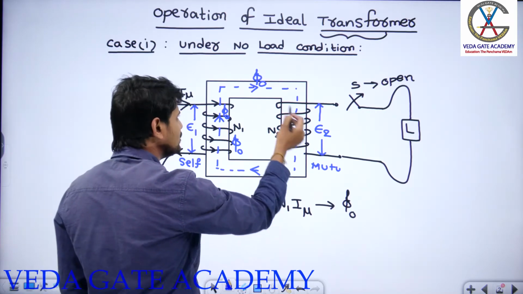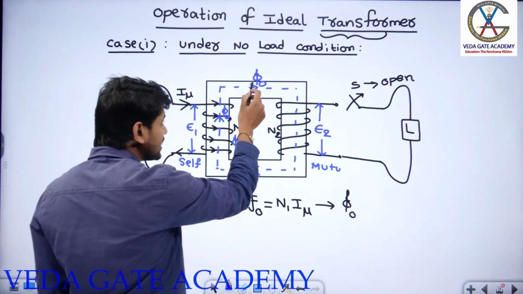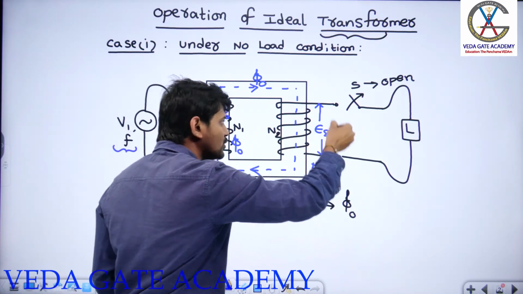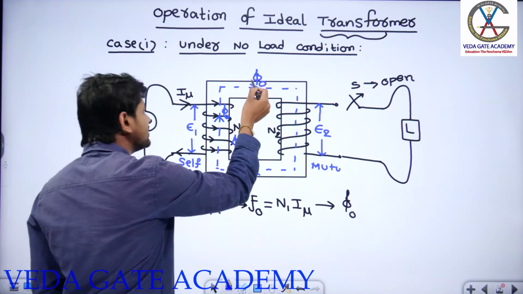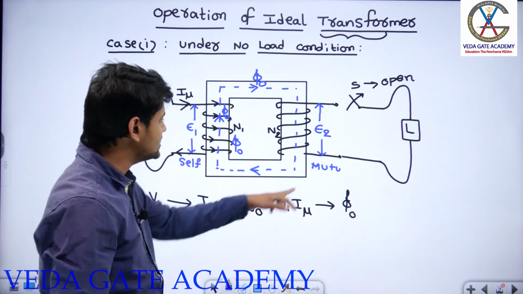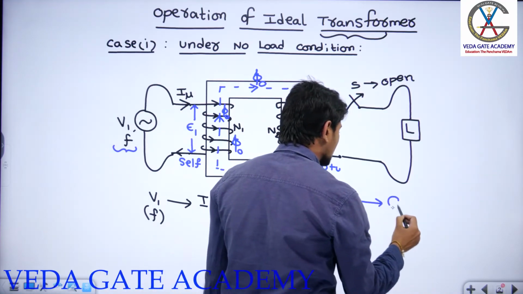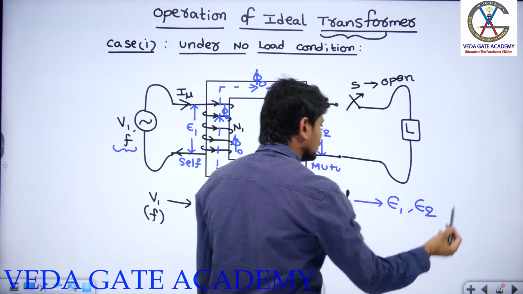This EMF is produced because this flux is linking with N2 turns, but this flux phi naught is not produced because of the current flowing through these N2 turns. This flux phi naught is produced because of current flowing through N1 turns. That is called mutual induced EMF. So because of these flux linkages, two EMFs are going to be induced.